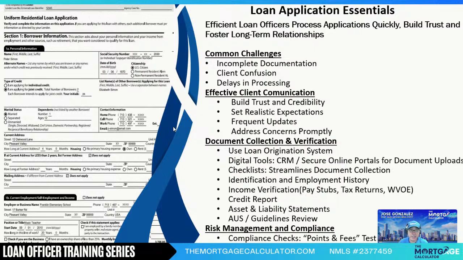Now we're going to get into the document collection section a little bit further down there, but it's all about the communication here, right? Because if not, it's going to create some client confusion, right? So common challenges: incomplete documentation, client confusion. They have no idea what you need for that complicated self-employed borrower with multiple LLCs, and delays in processing. So you can see how one leads to the other: the incomplete documentation, client confusion, which both are going to lead to delay in processing.